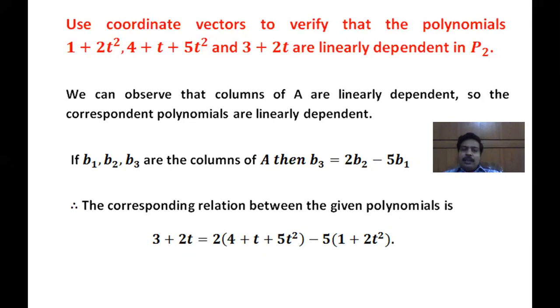So even if we can't observe the relation between these vectors, we can easily establish the relation between them by converting them into coordinate vectors. Here there are only three vectors, so you can find the relation between these three after some exercise. But when there are a lot of vectors and you can't establish relations between them easily, when those vectors are converted into numbers, you can easily form the matrix and convert it into echelon form. In echelon form, you can find the relations between the columns. Those relations will reflect in the original vector space. So this is the advantage of coordinate mapping.